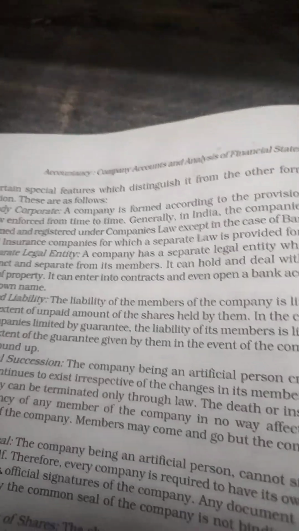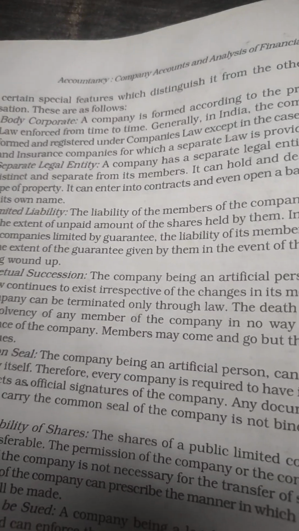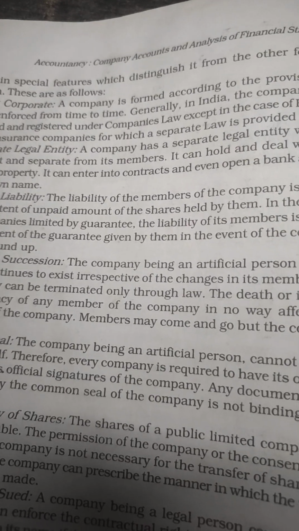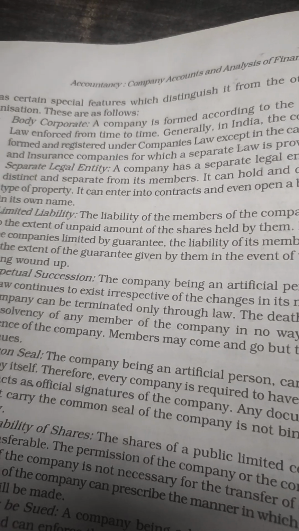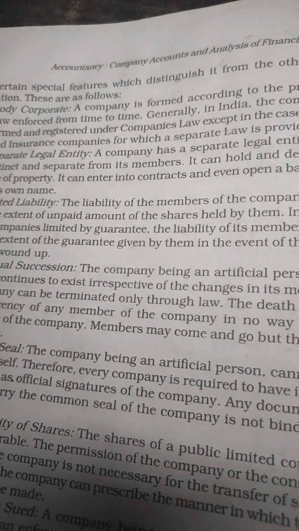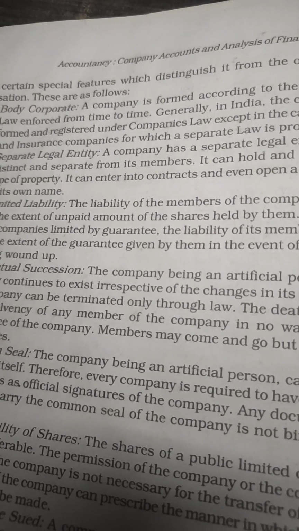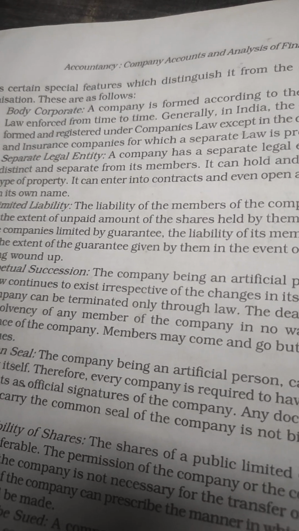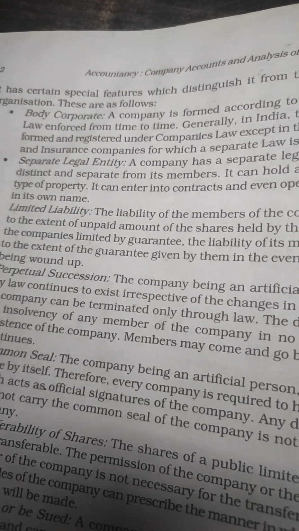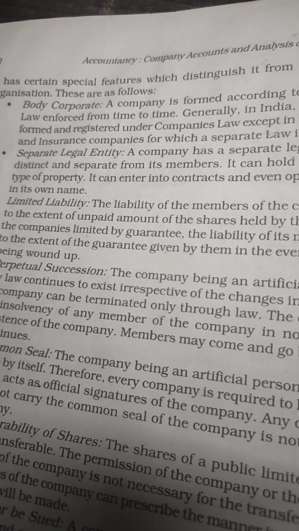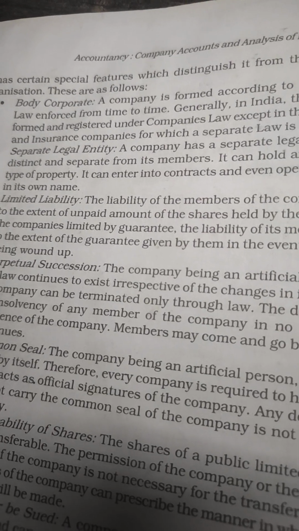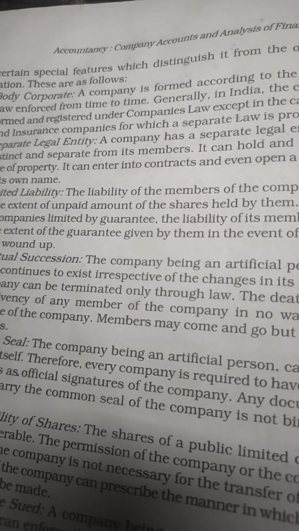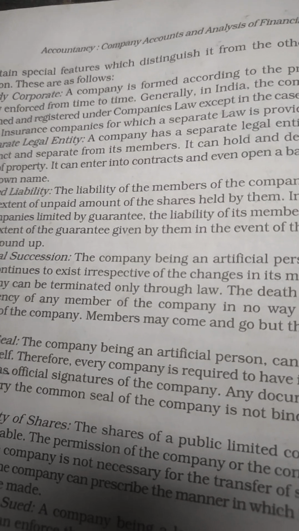We will now move on to the features of a company. The first feature is body corporate. A company is formed according to the provisions of law enforced from time to time. The second feature is a separate legal entity. A company has a separate legal entity apart from its members.